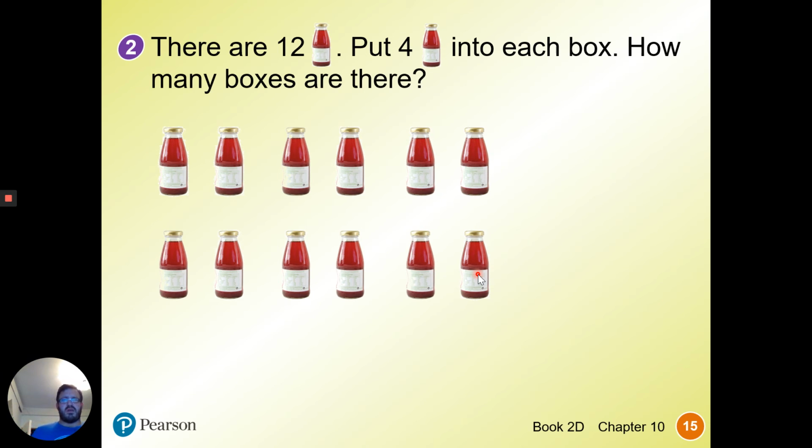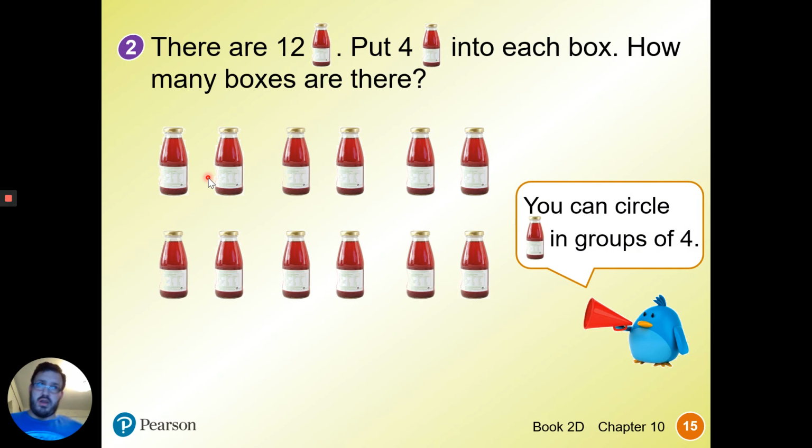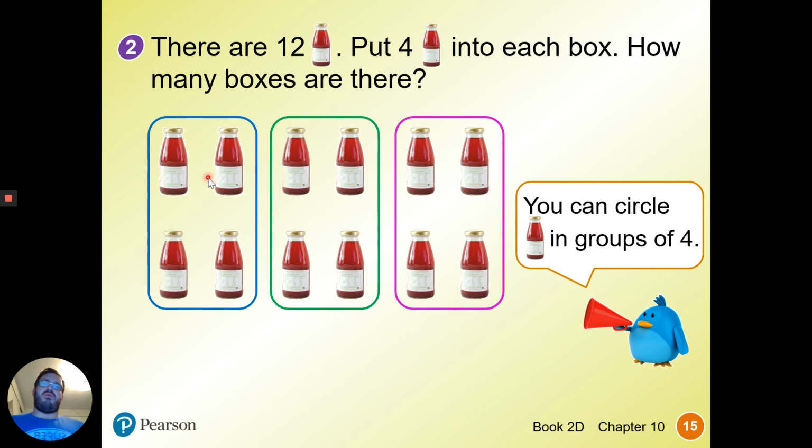There are 12 tomato juices, and we put 4 of them into each box. So how many boxes can we do? Well, this way we can actually just draw around the groups of 4. So we can go, well, there's 4, there's 4, there's 4. How many groups of 4 are there? There are 3.